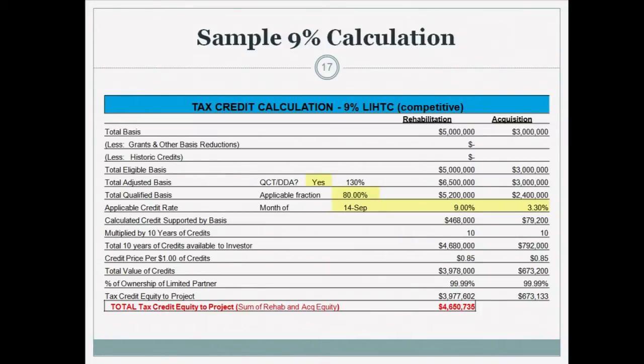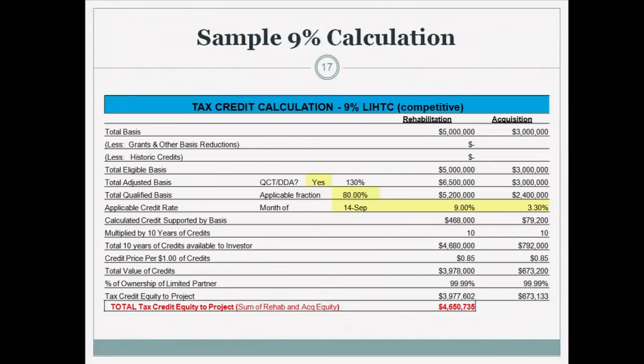From there we look at the applicable fraction and the total qualified basis. You'll see 80%. That means that 80% of the units are low income. So you must multiply your new basis amount by 80% to come up with $5.2 million of basis. And then the applicable credit rate is shown as 9%. This is shown as the fixed 9% rate, which is only good through the end of 2013. Some folks right now are actually going back to the floating rate because a deal that's put together today will probably not be built before the end of 2013. But for simplicity's sake, we've left it at 9% for this example.